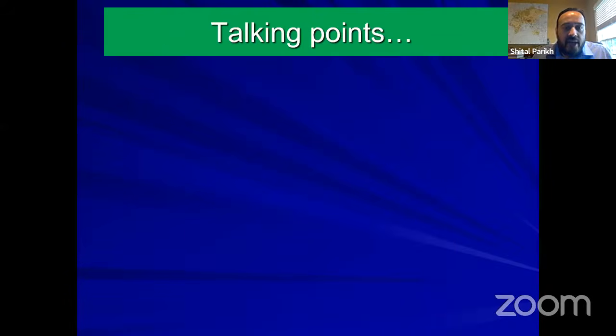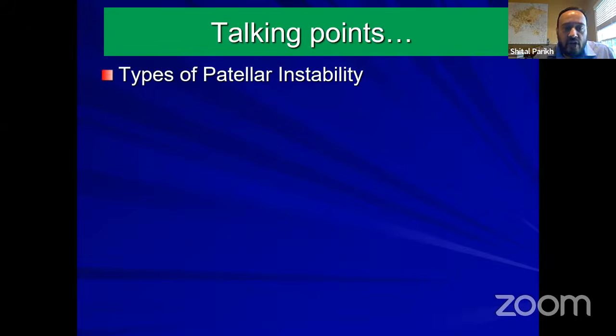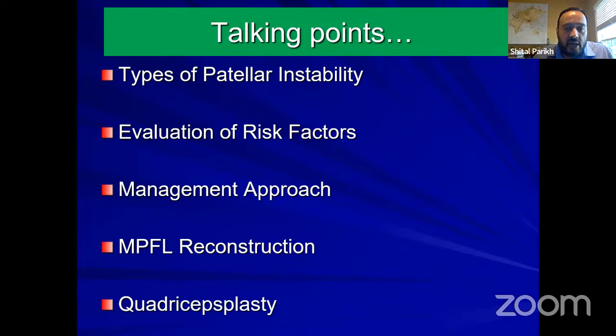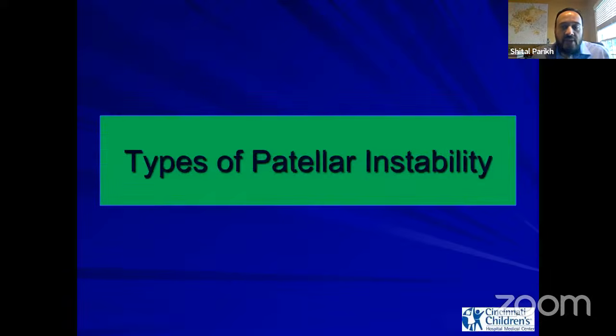As far as the talk is concerned, we're going to talk about types of instability, how to evaluate the risk factors, the approach to management, and then talk about MPFL reconstruction, and then about quadriceps flaccid, which is also commonly done in children for several complex patterns of instability. So we start with types of instability.